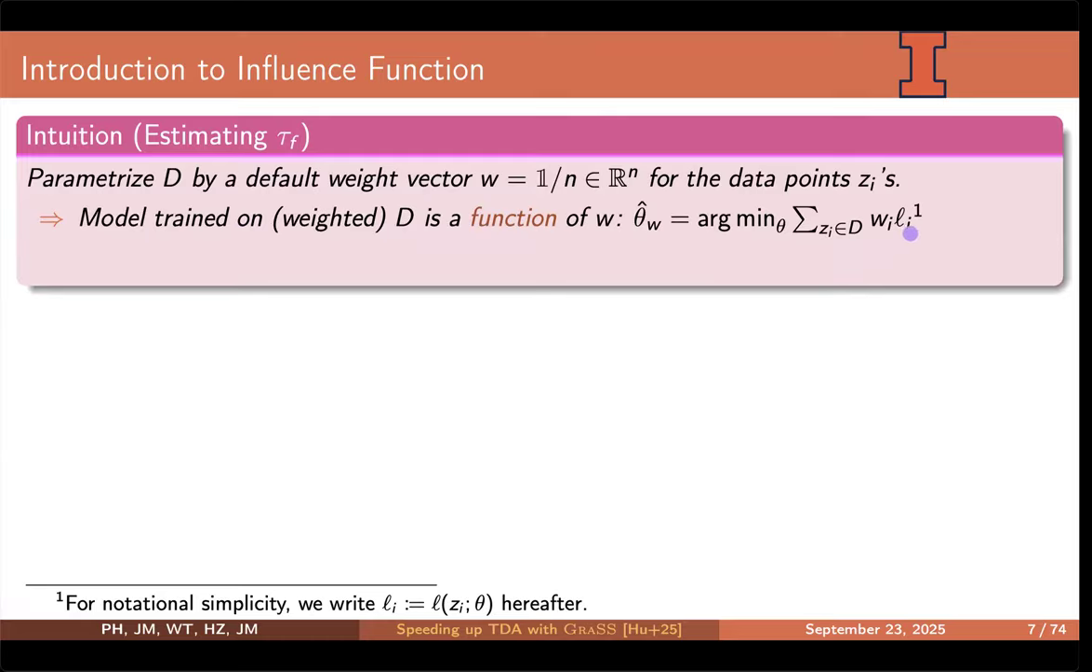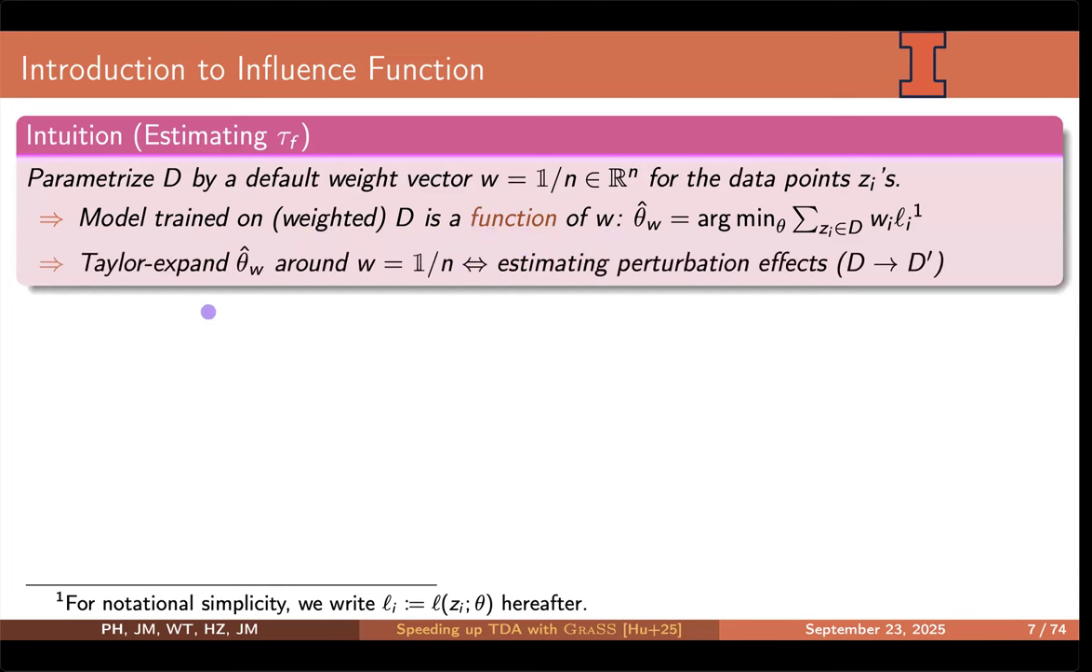So Li is our per sample loss, which is defined here. We weight each sample i with its own data weight, Wi. If we think about the model trained on this weighted dataset as a function of weight, then we can think about perturbation of a data point as perturbation on the weight.